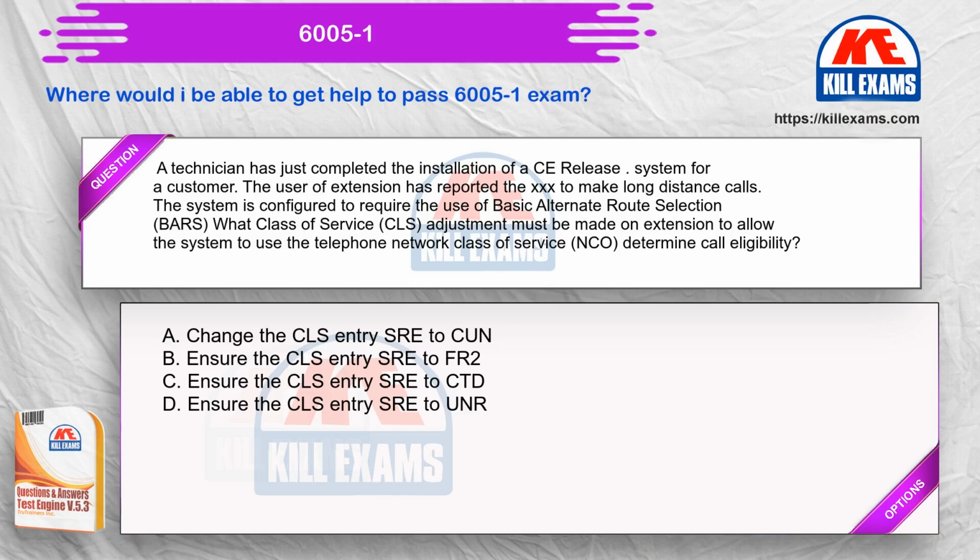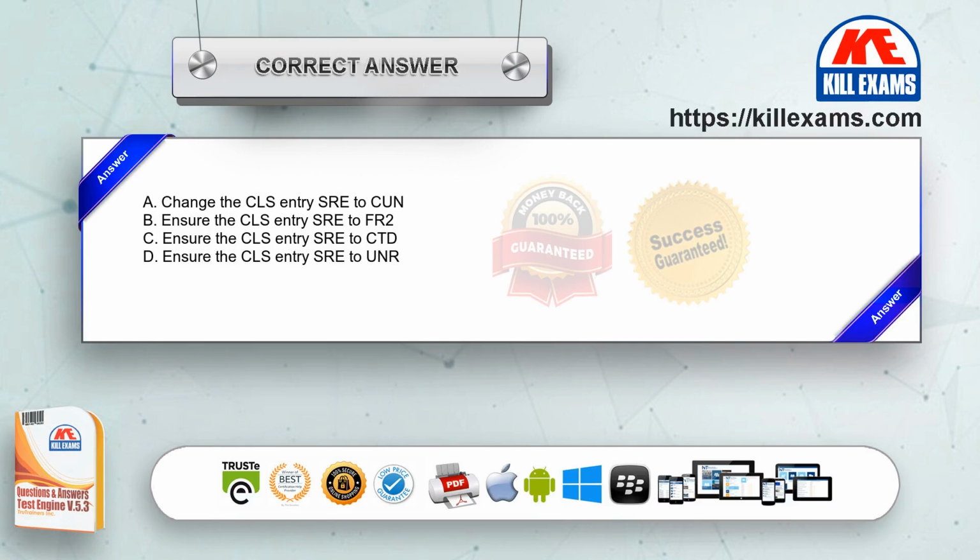Option A. Change the CLS entry SRE to CUN. Option B. Ensure the CLS entry SRE to FR2. Option C. Ensure the CLS entry SRE to CTD. Option D. Ensure the CLS entry SRE to UNR. The correct answer is option A.